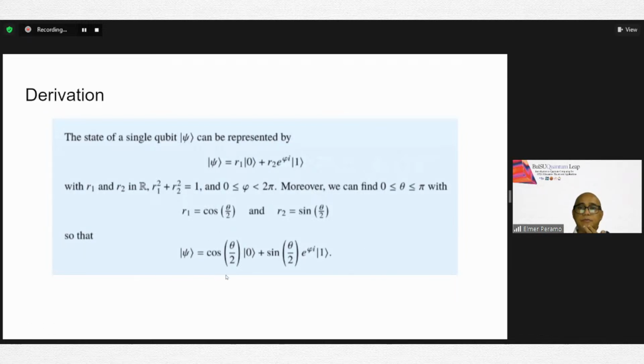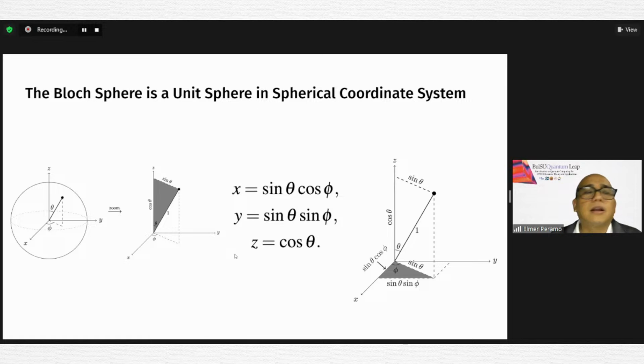So since R1 is equal to cosine theta over 2 and R2 is equal to sine theta over 2, this is the representation with the theta. So if you have a point on the Bloch sphere, for example, your theta here, okay, this is your theta and this is your psi.